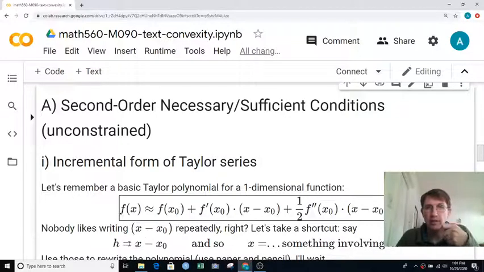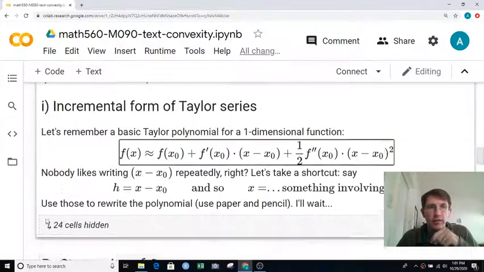We'll define h to be x minus x0, and then based on this, what can you say that x is? Something involving h and x0 maybe. So go ahead and rewrite this Taylor polynomial using this kind of streamlining.